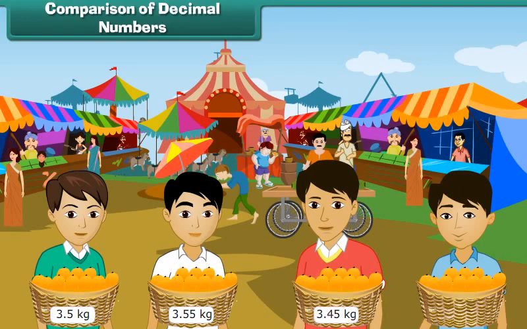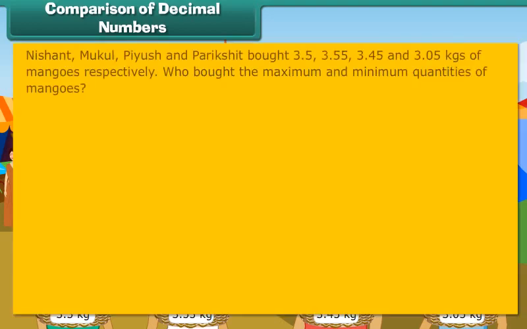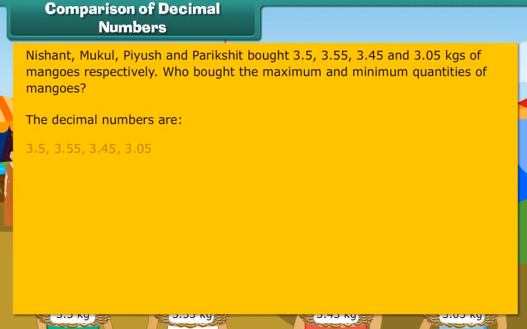The decimal numbers are 3.5, 3.55, 3.45, 3.05. Let us rewrite the numbers so that all of them have the same number of digits after the decimal point. So, we have 3.50, 3.55, 3.45, 3.05. Self-assessment. Drag and drop the decimal numbers in the blanks in the ascending order.